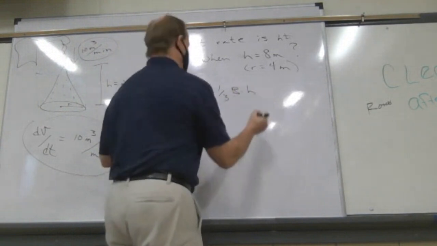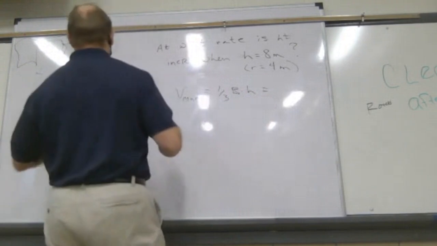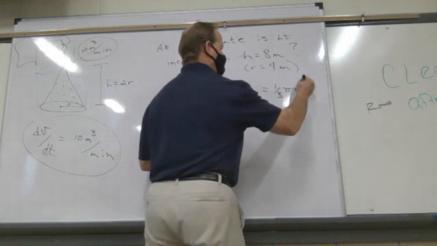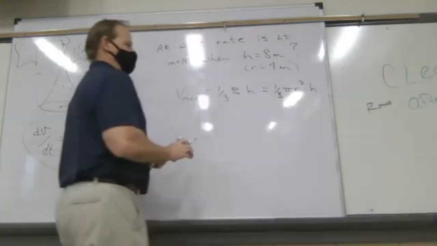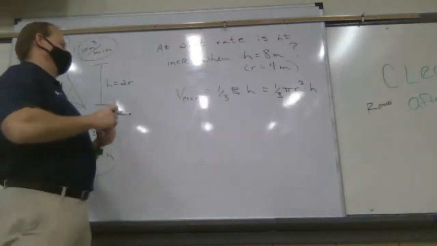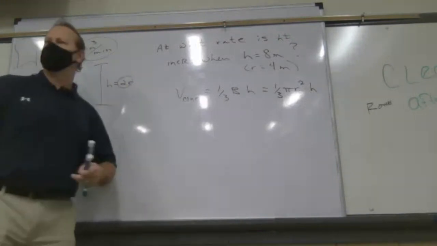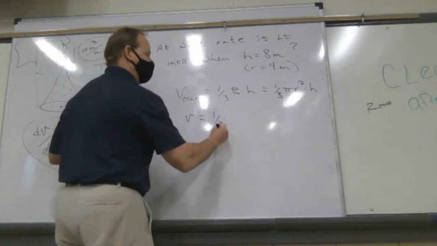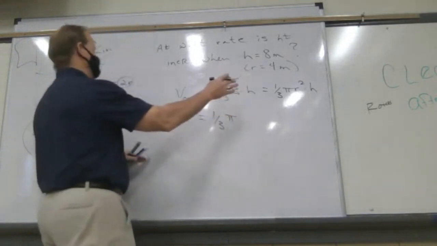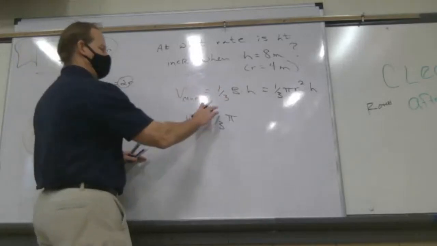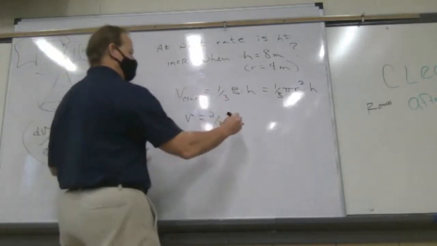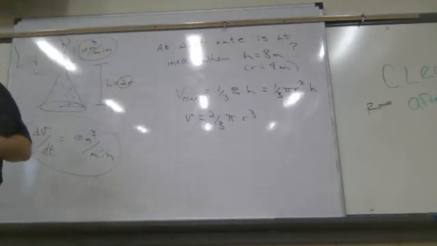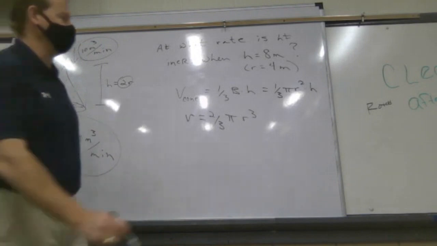So what's the area of the base? It's the area of a circle, pi r squared, right? So it's 1/3 pi r squared times h. But what do we know about the height? It's 2r. So the volume of the cone is going to be 1/3 pi times r squared times 2r. So what's that? 2/3 pi r cubed. Everybody agree? If you plug in 2r for h here.